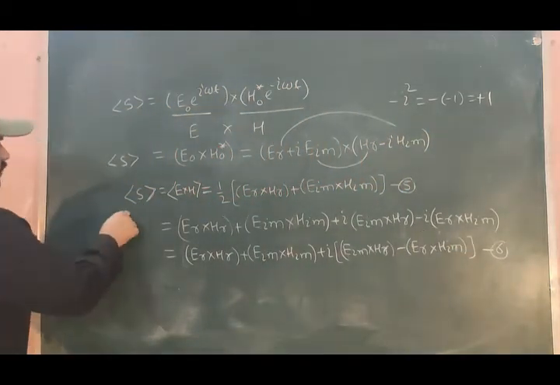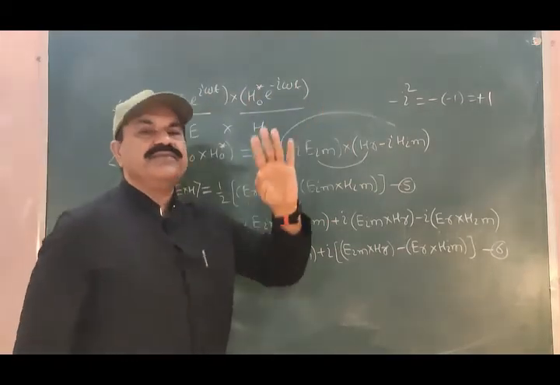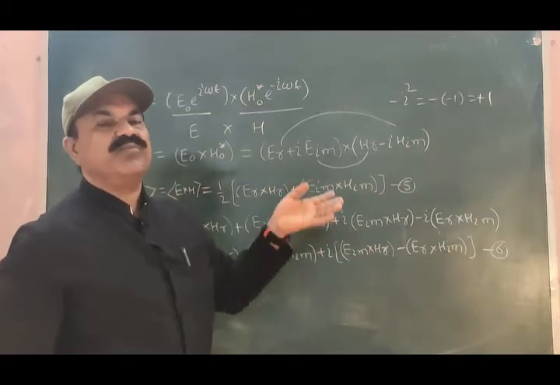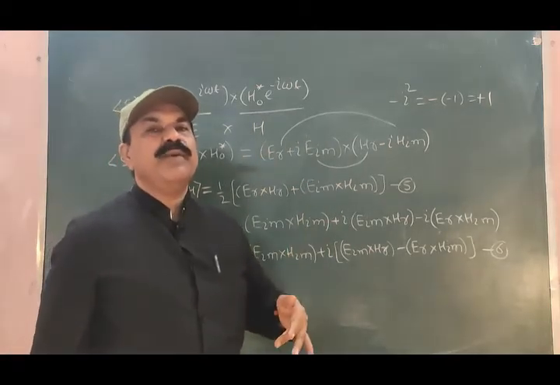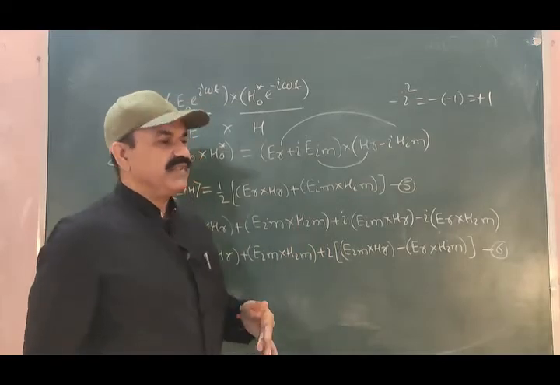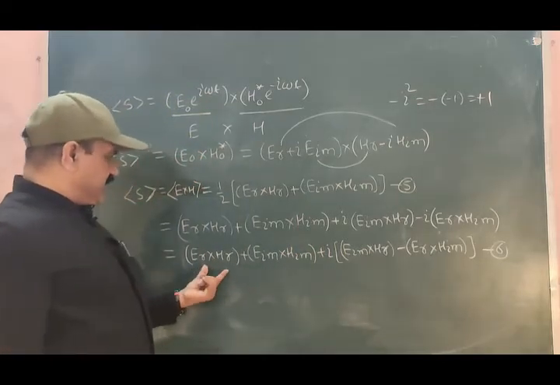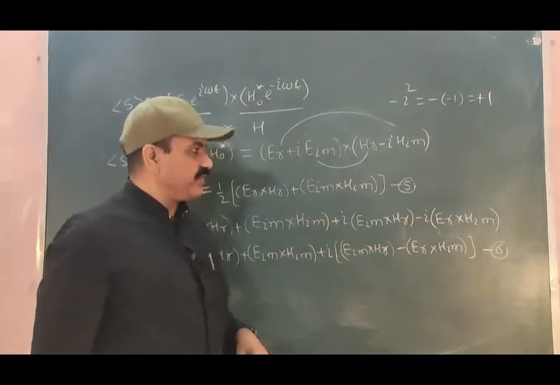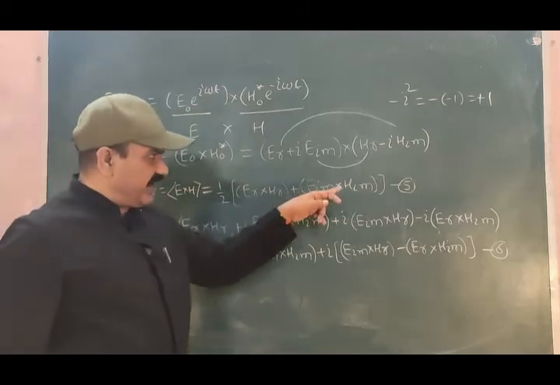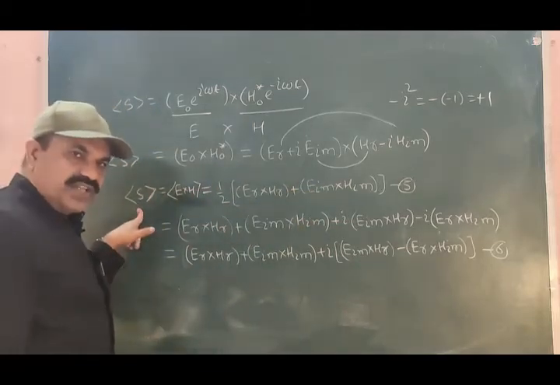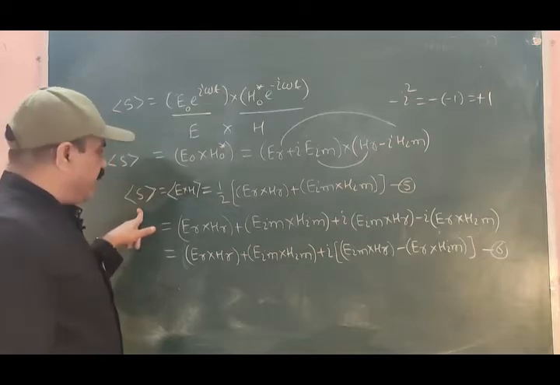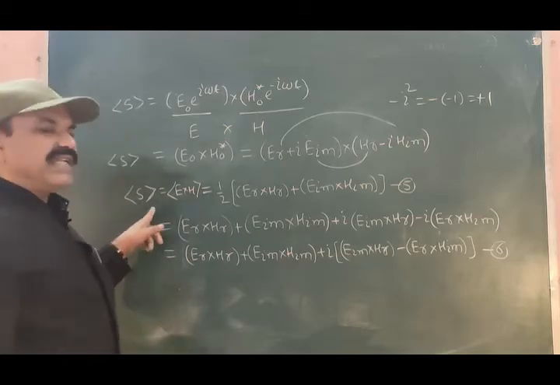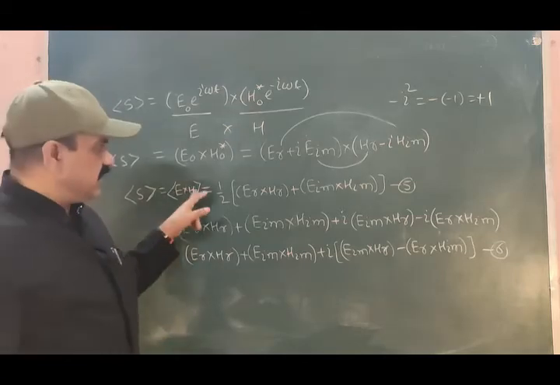It is for the same one, but taking the conjugate complex of the complex part available for the magnetic component H. And what we get? E_R cross H_R plus E_IM cross H_IM plus i times this. Equation 5 is for the time average value of the Poynting vector. Equation 6 is for the same. It is also for the time average value of the Poynting vector. Compare these two.